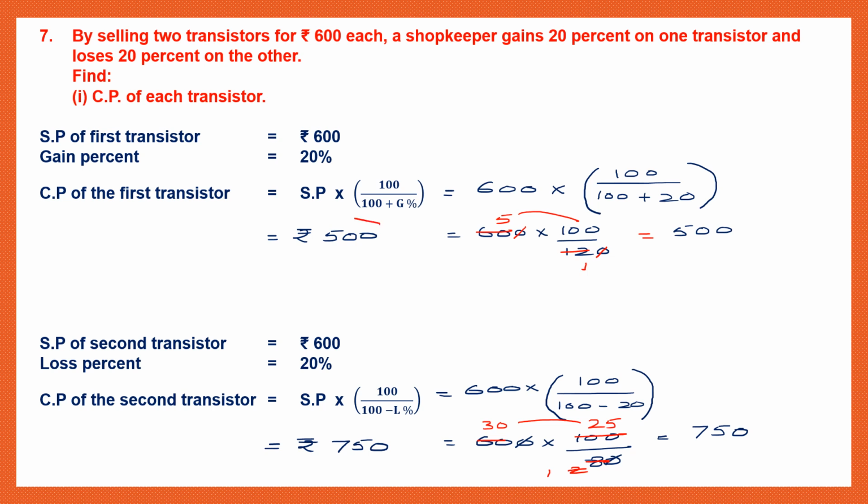So I have found the cost price of the second transistor to be 750 rupees. So what's the cost of the first one? 500 rupees. What is the cost of the second one? 750 rupees. So we have answered the first question. We have found the cost price of each transistor. Now what is the second question?